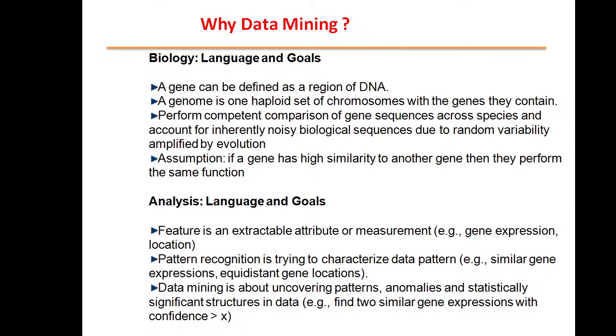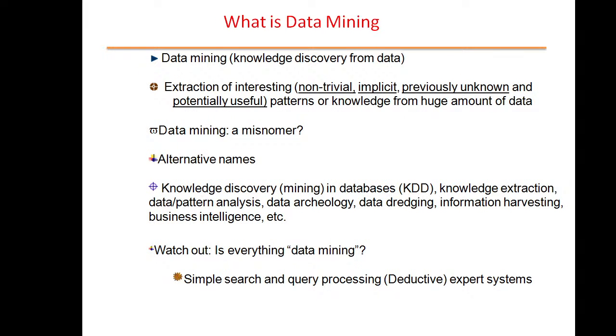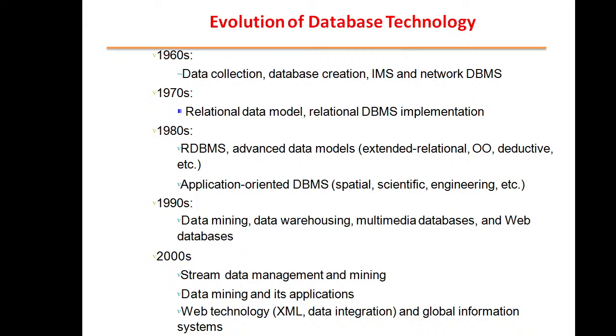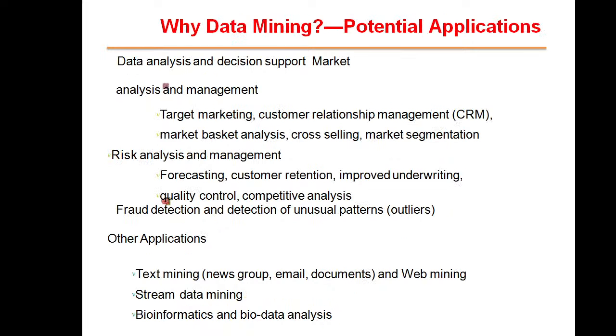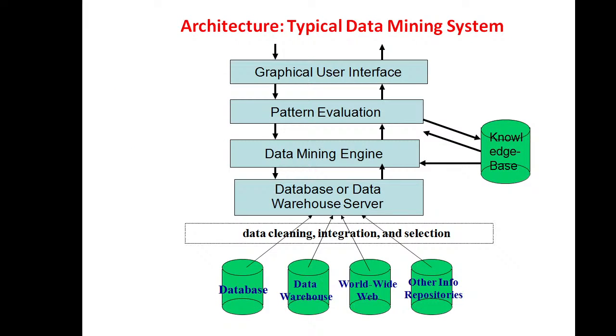Biology, language, and goals. A gene can be identified as a region of DNA. Everybody knows, not a new thing. A genome is one haploid set of chromosomes with the genes they contain. I already told you yesterday in the class. These are very simple things. So you can read all these things. I will share them with you.